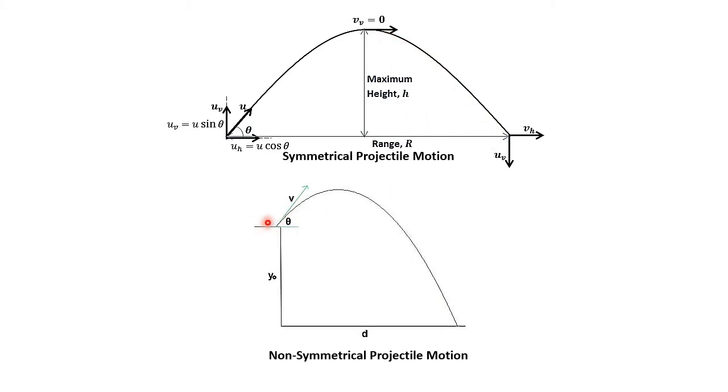For example, this is a cliff or a building wherein you throw an object in a projectile motion, but since it is elevated already initially, the object can still continue to drop to the ground to that specific height. And this is also an example of a non-symmetrical motion or projectile path compared to the symmetrical one.